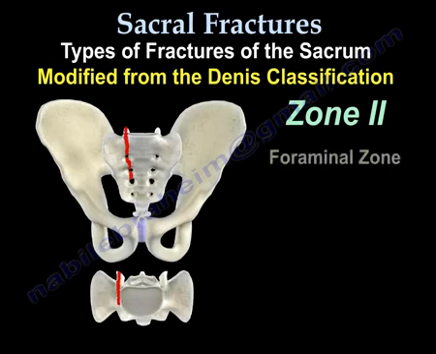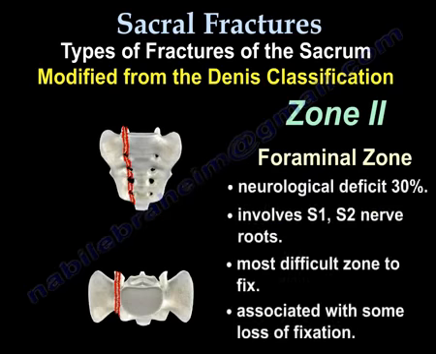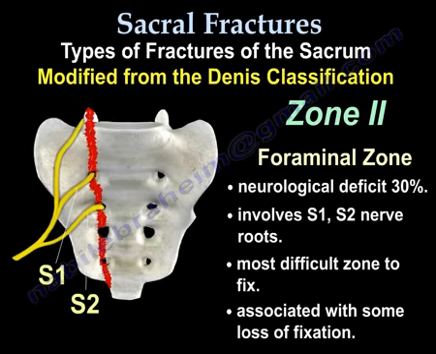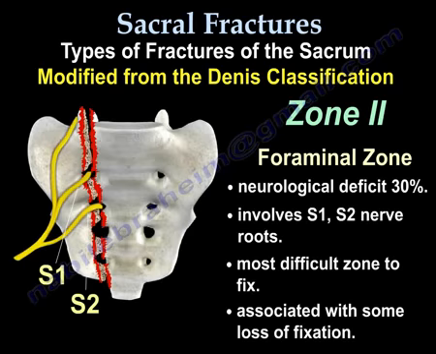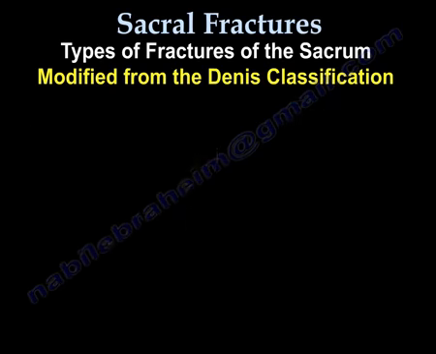Zone 2, foraminal zone. Neurological deficit in about 30%. It involves the S1 and S2 nerve roots. This is the most difficult zone to fix and is associated with some loss of fixation.